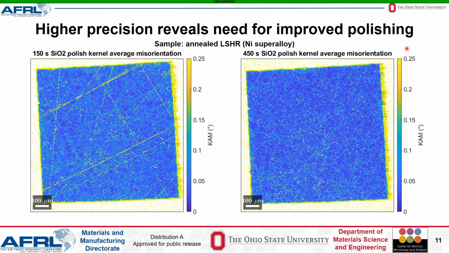Note that in both the maps shown here, the CAM values observed are all below the noise threshold for Hough indexing, so these features would simply not have been visible previously without high precision EBSD, and no optically visible scratches were present on the sample surface for either of these cases.